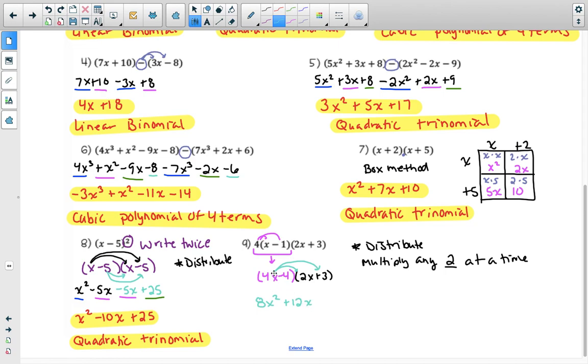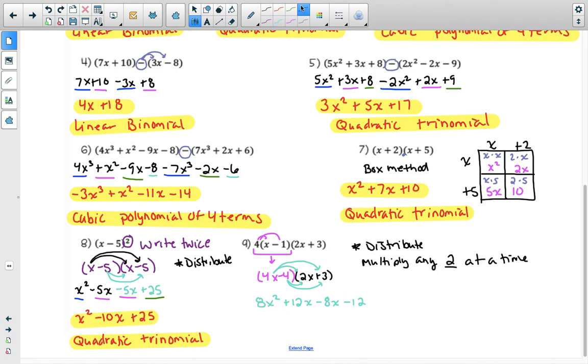Now I've multiplied my 4x to everything, so I come to my negative 4. Have to do the same thing. Negative 4 times 2x is negative 8x. And then we take our negative 4 and multiply it to our positive 3, which gives us a negative 12. We've distributed every piece of this first set into the second, and we've gotten rid of all the parentheses.